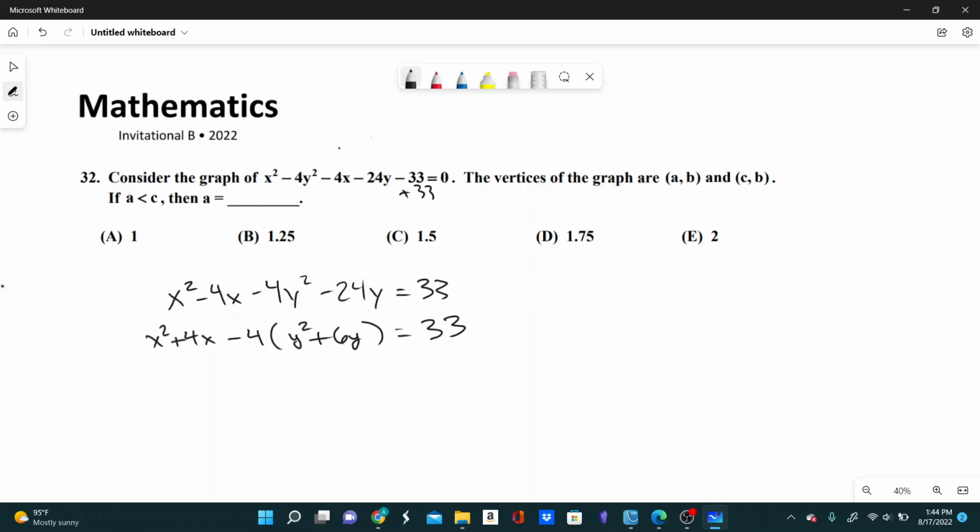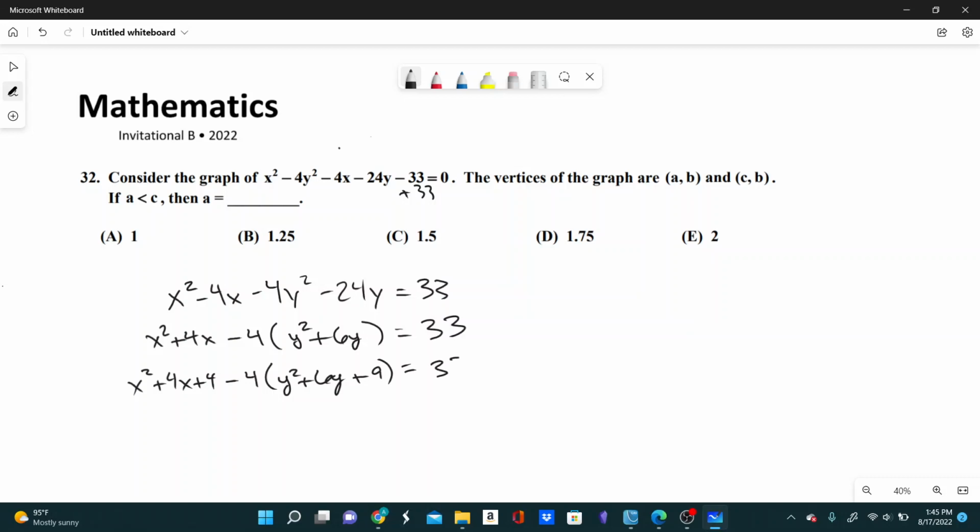Next thing I'm going to do, I'm going to complete the square for each of these cases. This will get me to the point where I can get us to the standard form. So completing the square with the x squared minus 4x, the way you do it is you take the x coefficient, you divide it by 2, and then you square it. So 4 divided by 2 is 2, and then squared is 4. So I have x squared minus 4x plus 4. And then for the y's, it's a little bit different, but in the end, 6 divided by 2 is 3, and then squared, that's 9.